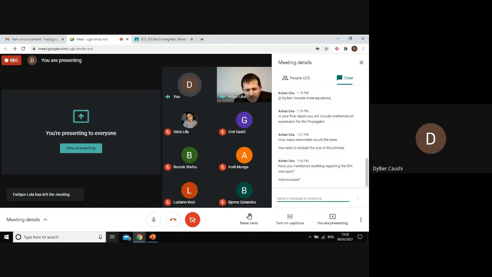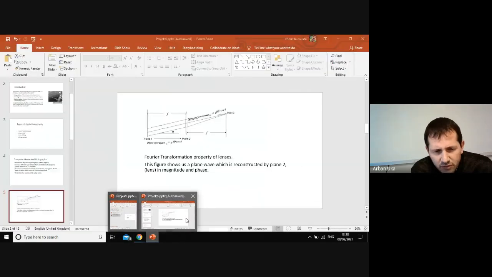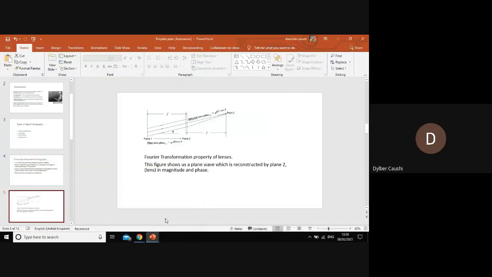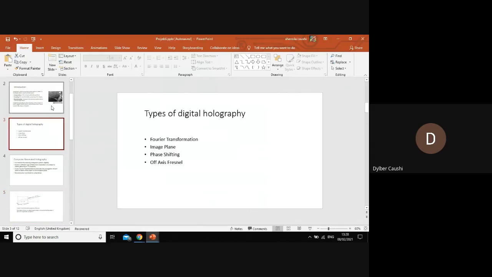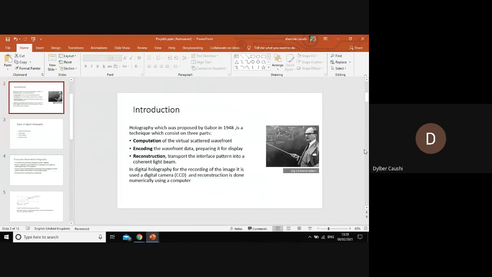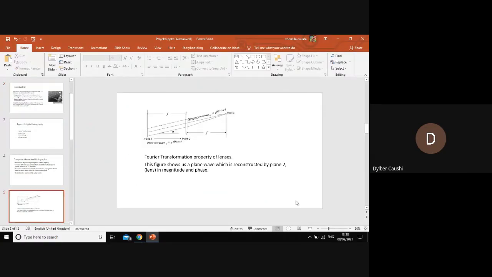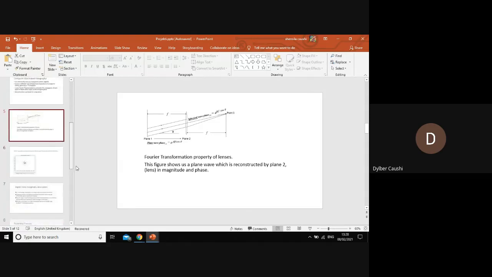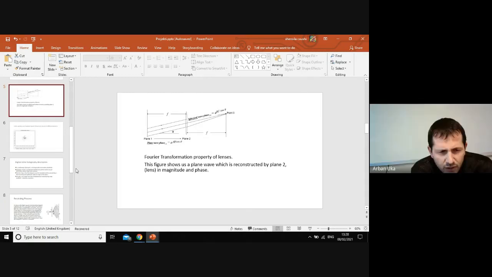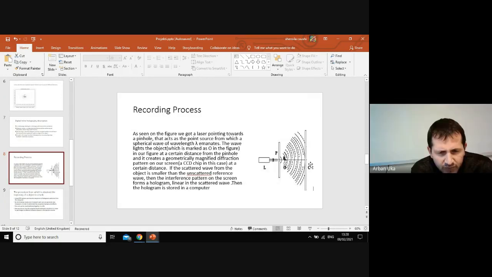Yes, just a sec. The microscope, digital inline holography. We don't have it here in the PowerPoint, Professor, because we thought we had limited time to explain the projects. That's why we didn't make it. Can you go to slide 8? Yes, okay.